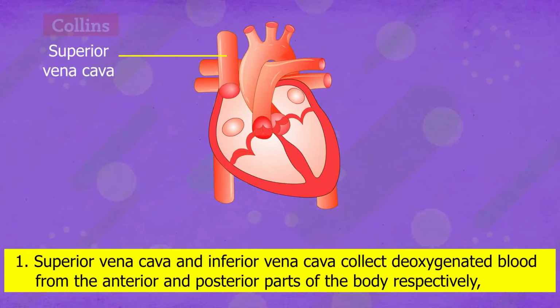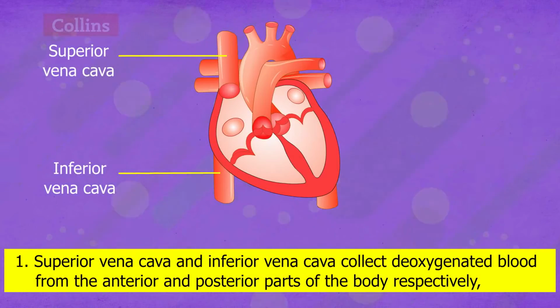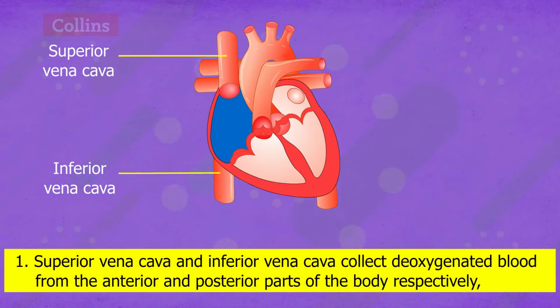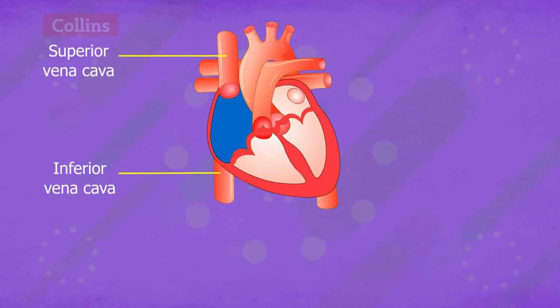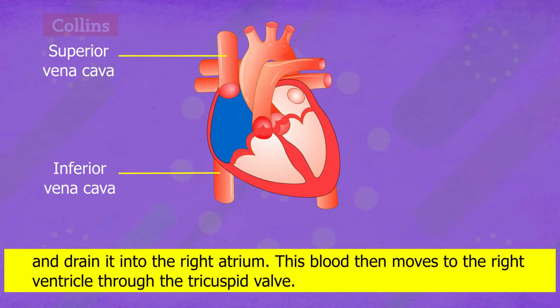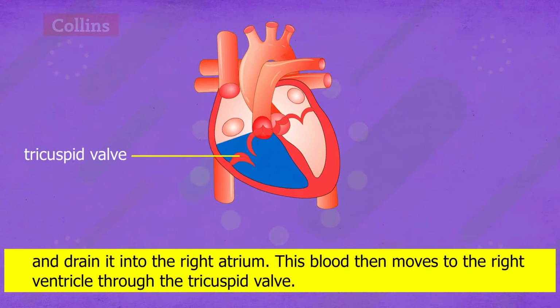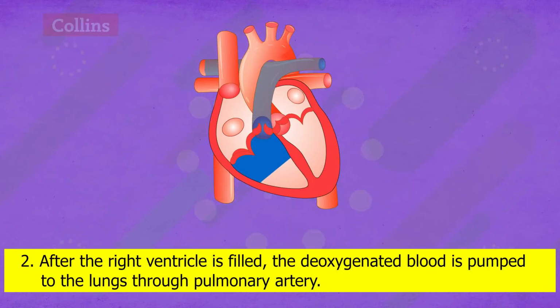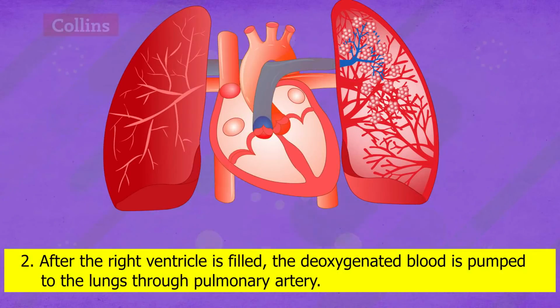Superior vena cava and inferior vena cava collect deoxygenated blood from the anterior and posterior parts of the body respectively and drain it into the right atrium. This blood then moves to the right ventricle through the tricuspid valves. After the right ventricle is filled, the deoxygenated blood is pumped to the lungs through the pulmonary artery.